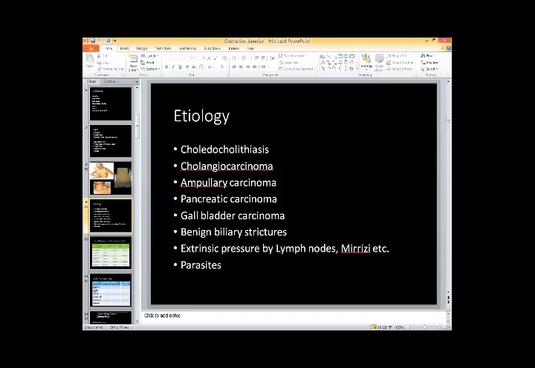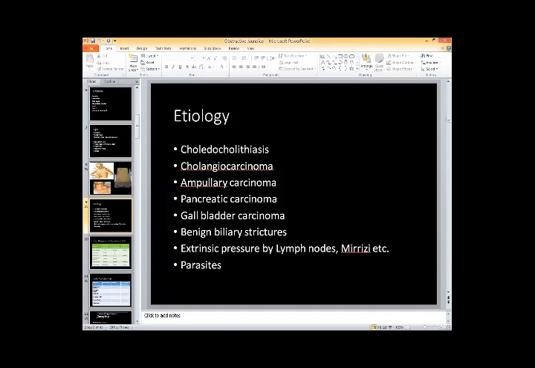So you need to remember that only stones in the common bile duct will cause obstructive jaundice, not stones in the gallbladder. Stones in the gallbladder will cause acute cholecystitis, chronic cholecystitis, or whatever, but they will not cause jaundice until they come into the common bile duct and cause obstruction. So this is by far the commonest cause of obstructive jaundice, stone in the common bile duct.